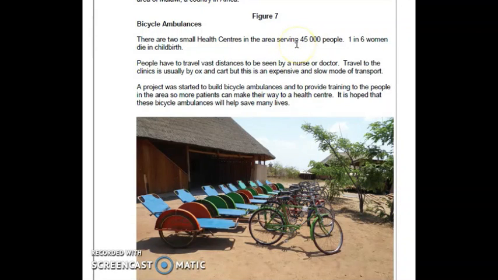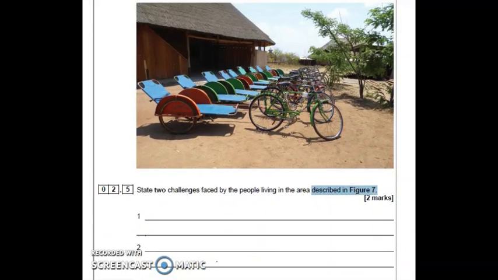So, for instance, you could say that they've only got 2 small health centres serving 45,000 people. You might do a bit of a calculation that 1 health centre serves 22,500 people. You could say 1 in 6 women die in childbirth. You could say that people have to travel a long distance to see doctors and nurses. So as long as you pick out 2 of those challenges, write them down, 2 marks.